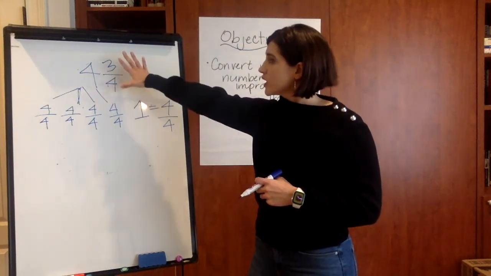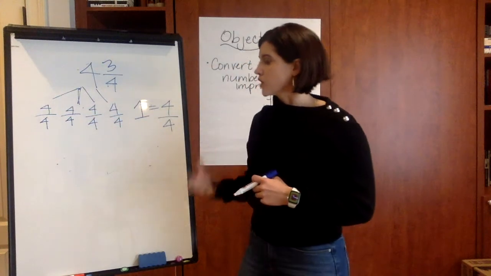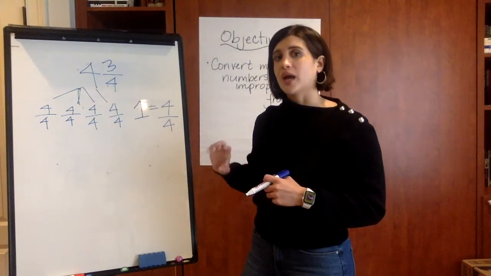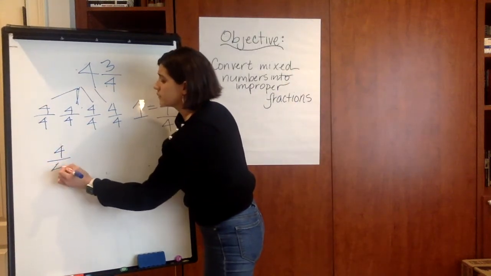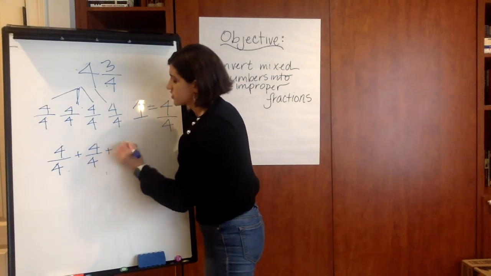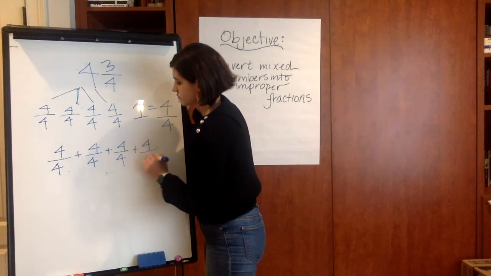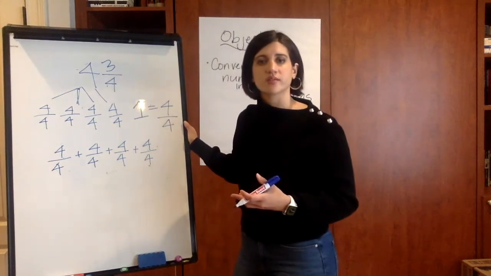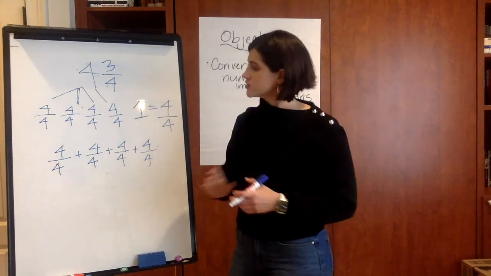So now that I've broken up my whole number into 4 fractions that equal 1 whole, that gives me a total of 4. I'm going to add up those fractions. And remember, my denominator does not change when I add fractions. I only add up my numerator. Why? Because the total number of pieces that make up the whole do not change when I combine those fractions.